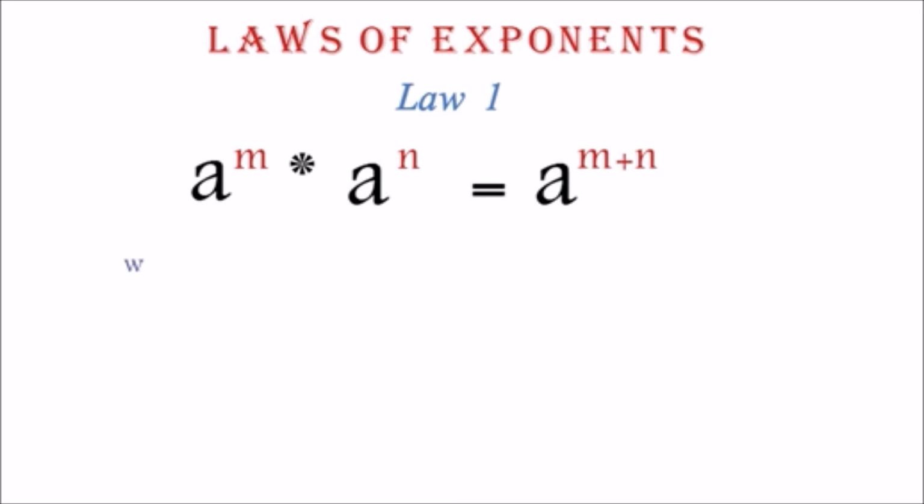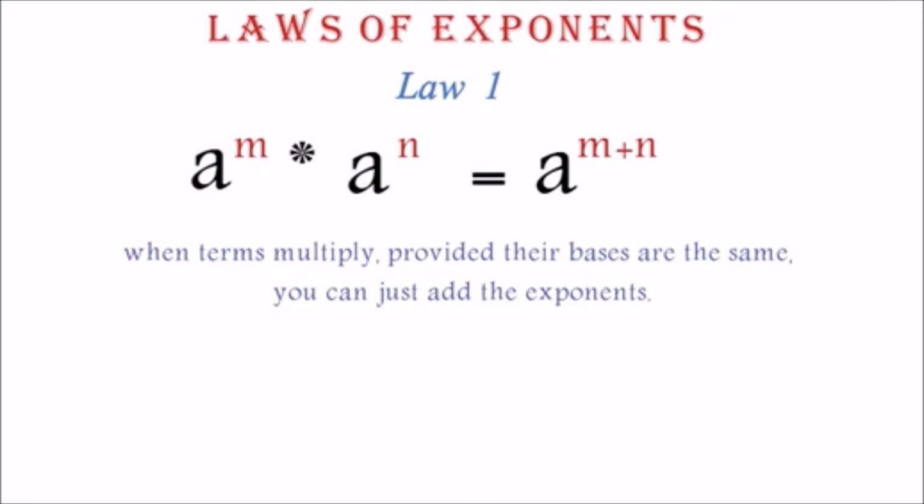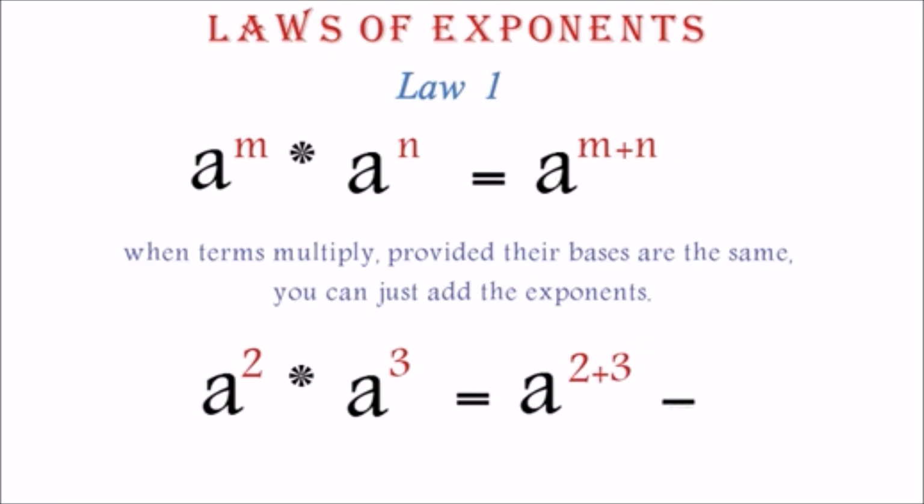The first law is saying that when terms multiply, provided their bases are the same, you can just add the exponents. Example, a squared times a cubed equals a exponent 2 plus 3, which is equal to a exponent 5. Since we have done multiplication already, this is familiar.